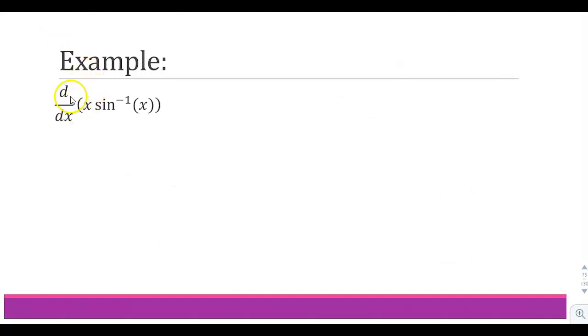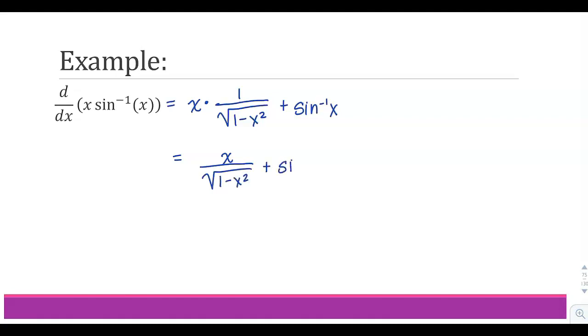So let's take a look at this one example. I have the derivative of this product x times sine inverse of x. So we'll have the first function x times the derivative of sine inverse, as we just looked at, was 1 over the square root of 1 minus x squared. And then we have plus the second function, sine inverse of x, times the derivative of the first. Well, the derivative of x is just 1. So there's not much I can do here. I'm just going to go ahead and put the x in the numerator. I have x over the square root of 1 minus x squared plus sine inverse of x as my derivative.